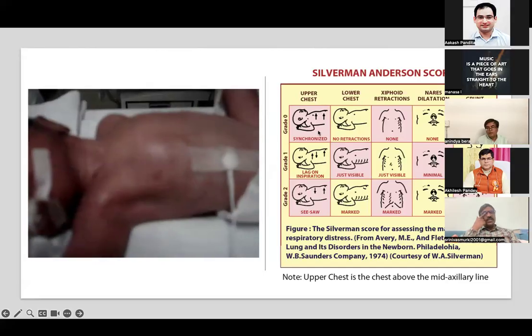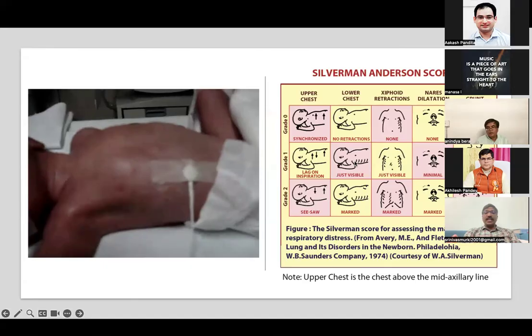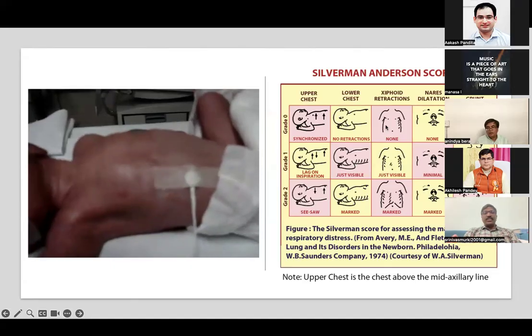So upper chest is the chest above the mid-axillary line. Lower chest is the chest below the mid-axillary line. Xiphoid retractions and nasal flaring and grunting. You add up all the 5 components, you'll get the Silverman-Anderson score. So this baby's Silverman-Anderson score was 7 by 10. So you have a preterm 28-weeker 1 kg with SA score of 7 by 10.